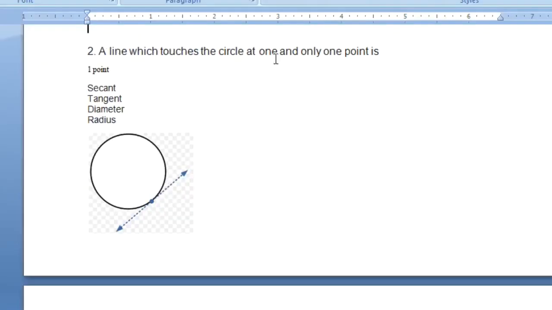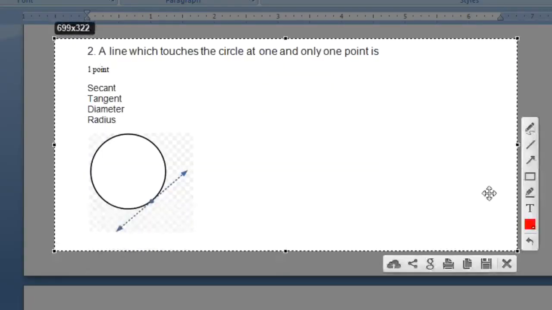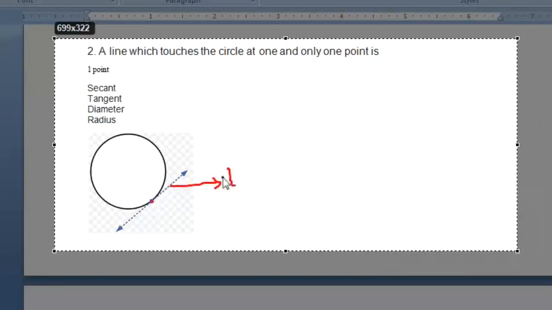A line which touches the circle at one and only one point is, the options are secant, tangent, diameter and radius. To find the correct option, let us discuss using the diagram. So this is the basic concept of the circles chapter. The blue line is a line and the black one is a circle. The line is touching the circle at only one point. If a line touches the circle at only one point, it is called a tangent of a circle.